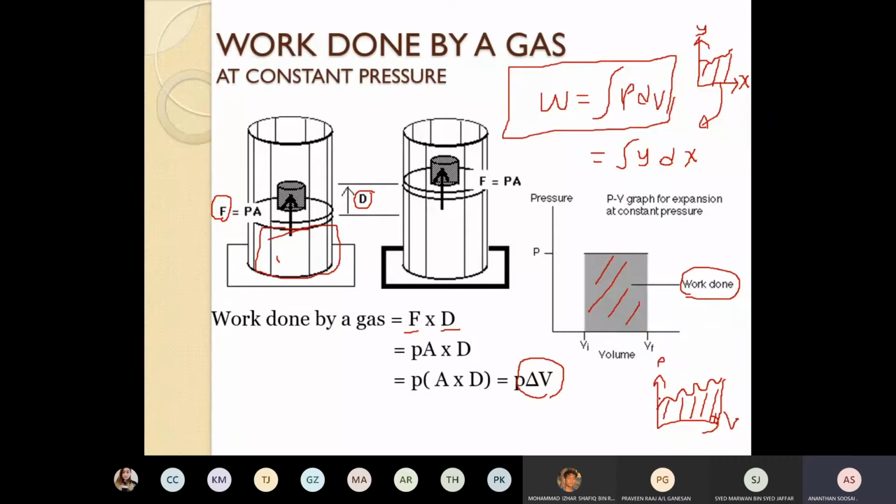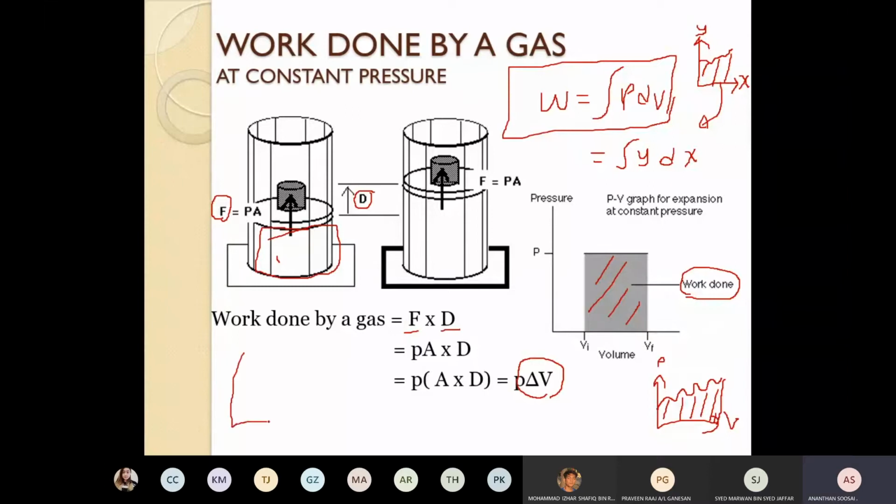But in your syllabus, an uneven change in pressure won't happen. A curve won't happen. Normally in your syllabus it is only a straight line. That means your syllabus only has constant pressure. Pressure is said to be constant, so you are going to get a rectangle. So we put P times change in volume.